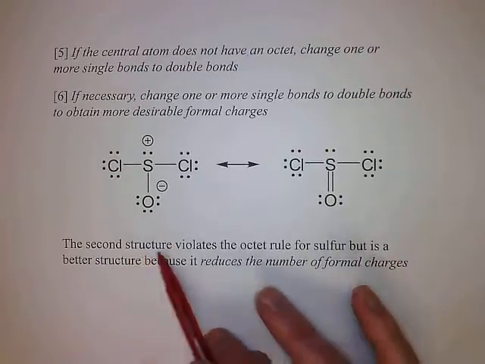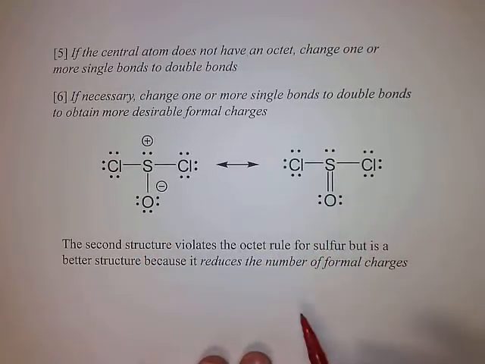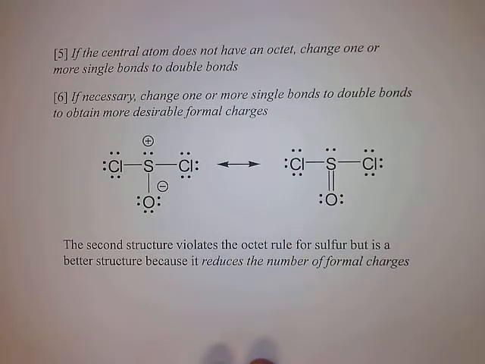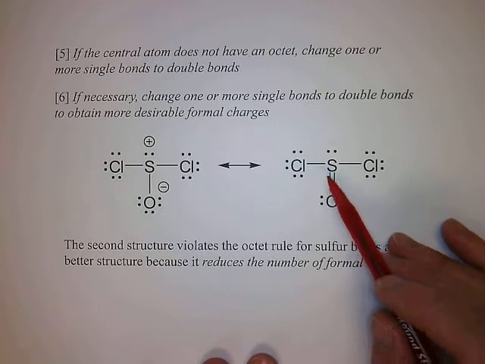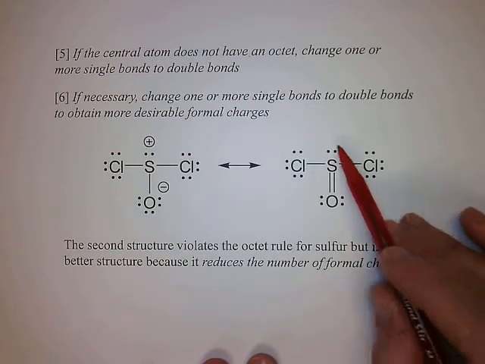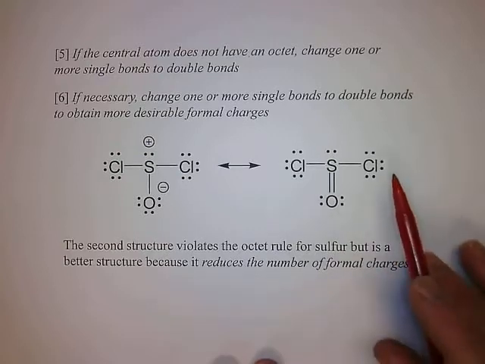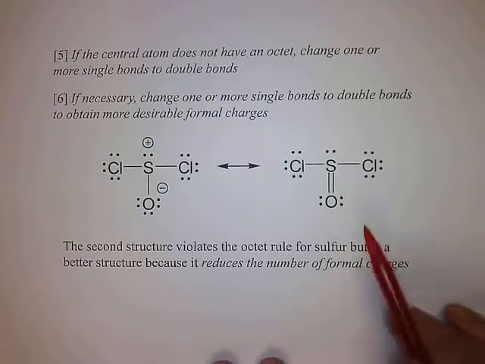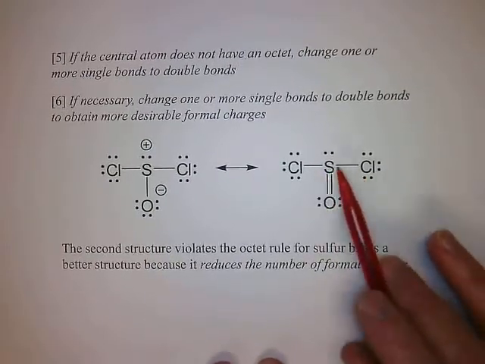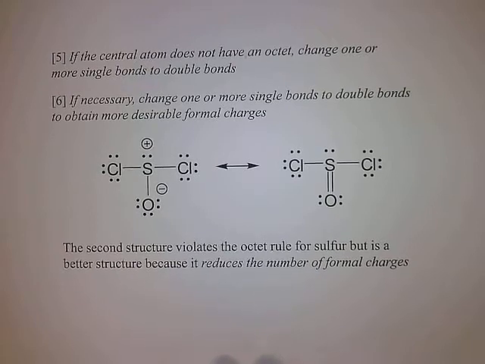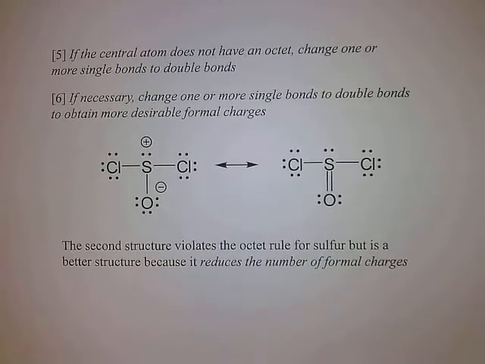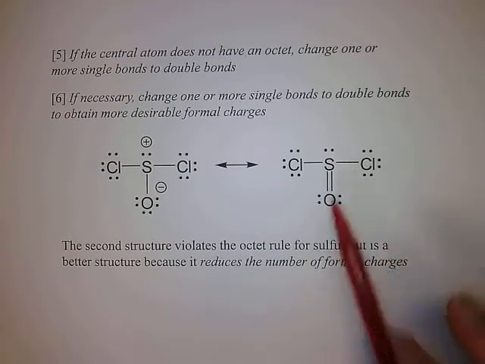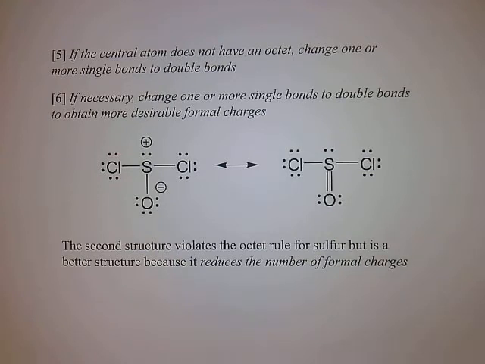Now note that this second structure violates the octet rule for sulfur. Look at how many electron pairs we have: 1, 2, 3, 4, 5. We have 5 electron pairs around the sulfur. That violates the octet rule. That would not be okay for oxygen, but it's okay for sulfur. You can have more than 4 electron pairs around sulfur. So the second structure violates the octet rule for sulfur, but this is okay for sulfur, and it's the better structure because it reduces the number of formal charges.